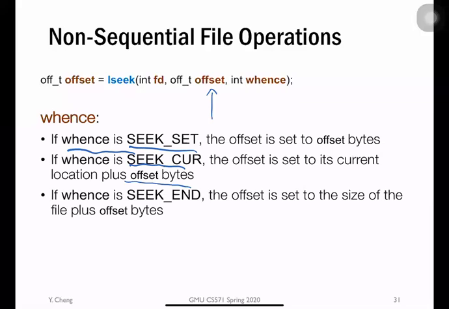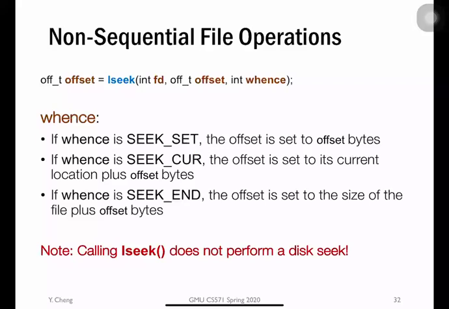Okay, and the third case is if the whence is set to SEEK_END, then the offset cursor will be set to the end of the file, to the size of the file, plus offset. Plus offset, meaning you want to append something, but still with a stride of offset bytes, something like that. Okay, so just to remember this, you can always use lseek to basically move your cursor back and forth in a configurable manner.